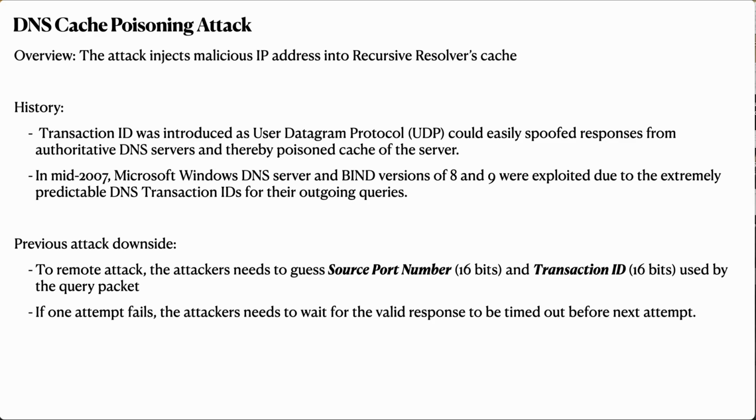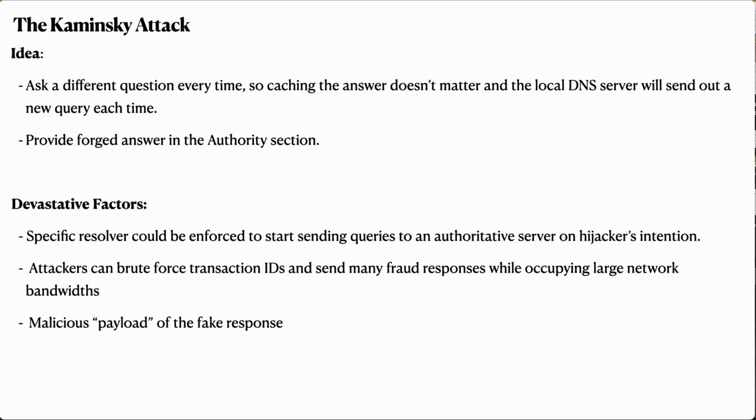But in mid-2007, Microsoft and BIND 8 and 9 were exploited due to the extremely predictable DNS transaction ID for their outgoing queries. Still, the previous attacks had a downside. To attack remotely, the attacker needs to guess the source port number and the transaction ID, which are both 16-bit integers used by the query packet. And if one attempt fails, the attacker needs to wait for the valid response to time out before the next attempt. And here we come to the Kaminsky Attack.